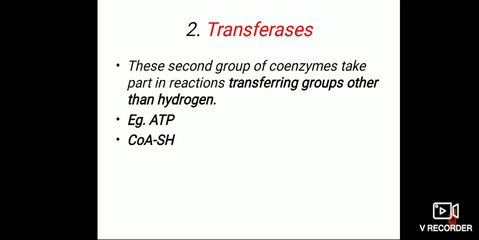The second classification is transferases. This second group of coenzymes takes part in reactions transferring groups other than hydrogen. The first were the oxidoreductases that were transferring only hydrogens, but the second is the transferases, and these transfer all the groups other than hydrogen. Example ATP, which donates the phosphate, CoASH, which donates the CoA.